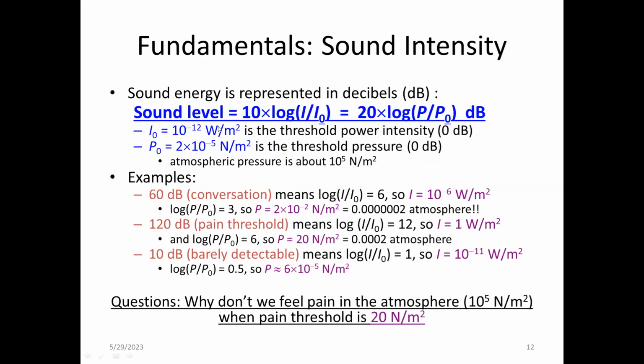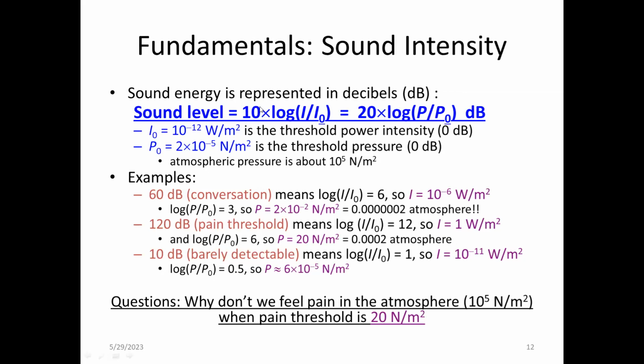So any sound intensity, which is normally measured in watt per meter square, can be converted into decibels by using this formula, which is 10 times log of I, where I is the sound intensity of our interest, and we divide it by some reference threshold intensity, which for the case of sound in air is 10 raised to power minus 12 watt per meter square.